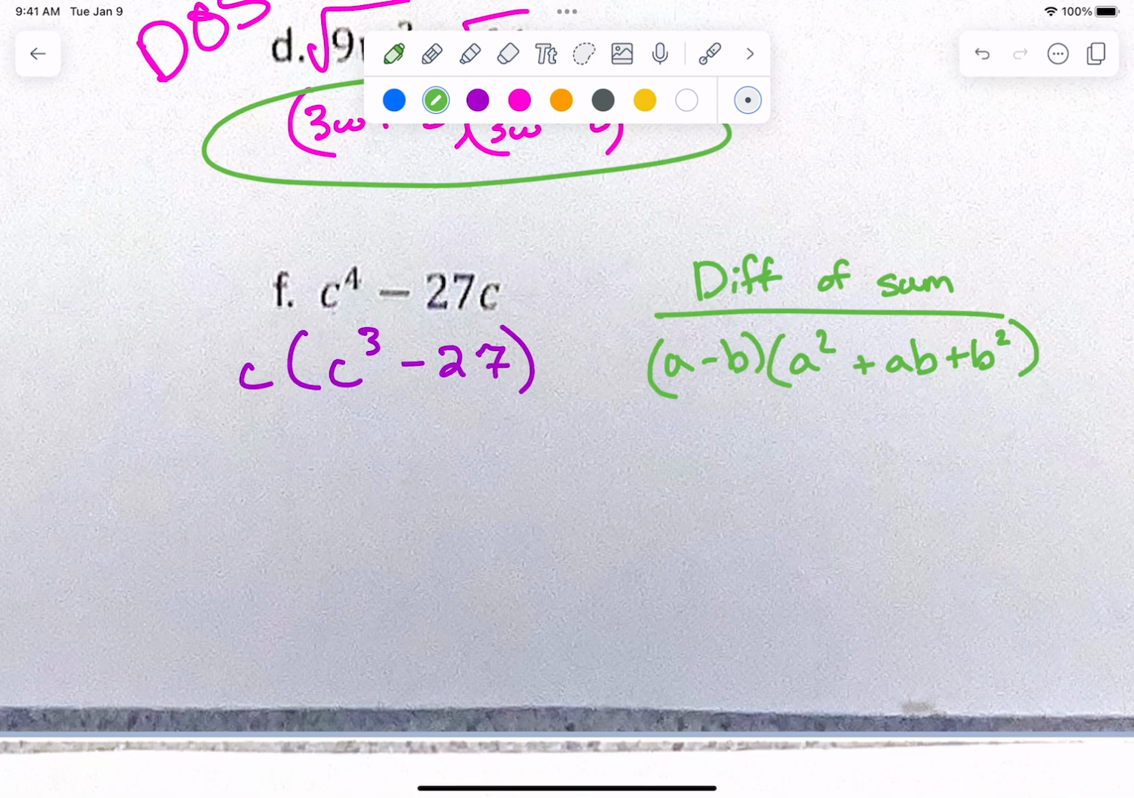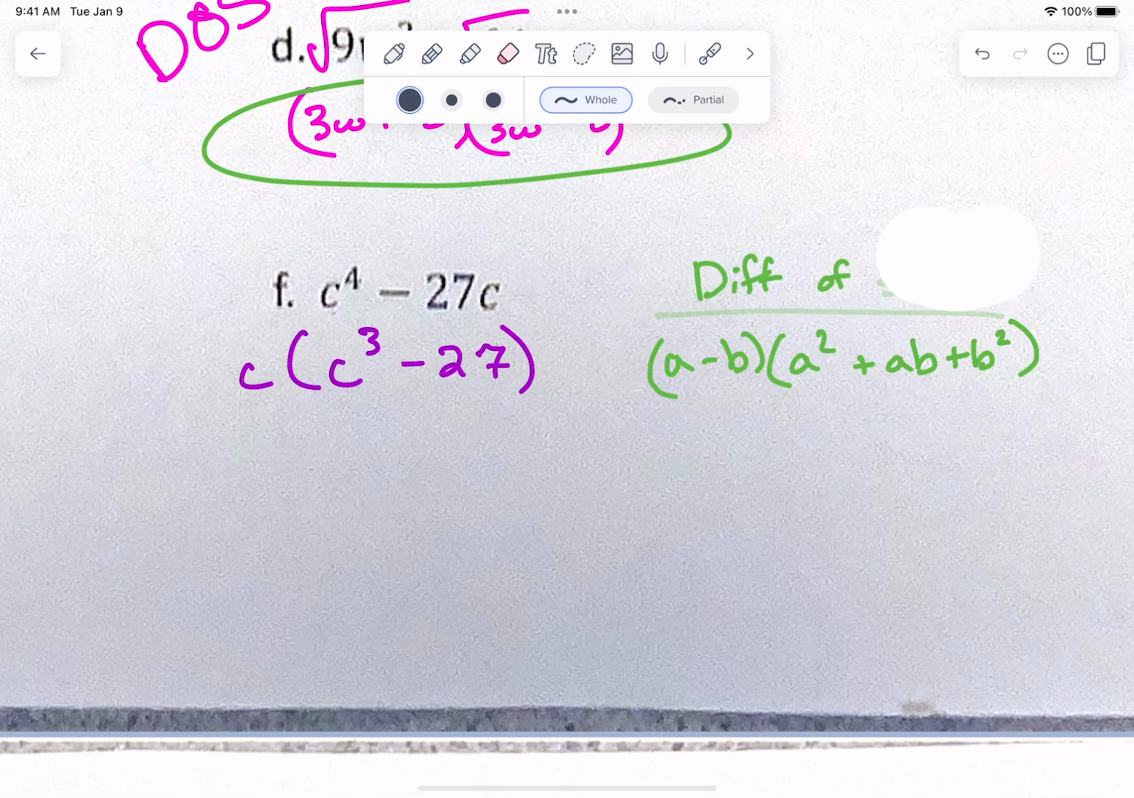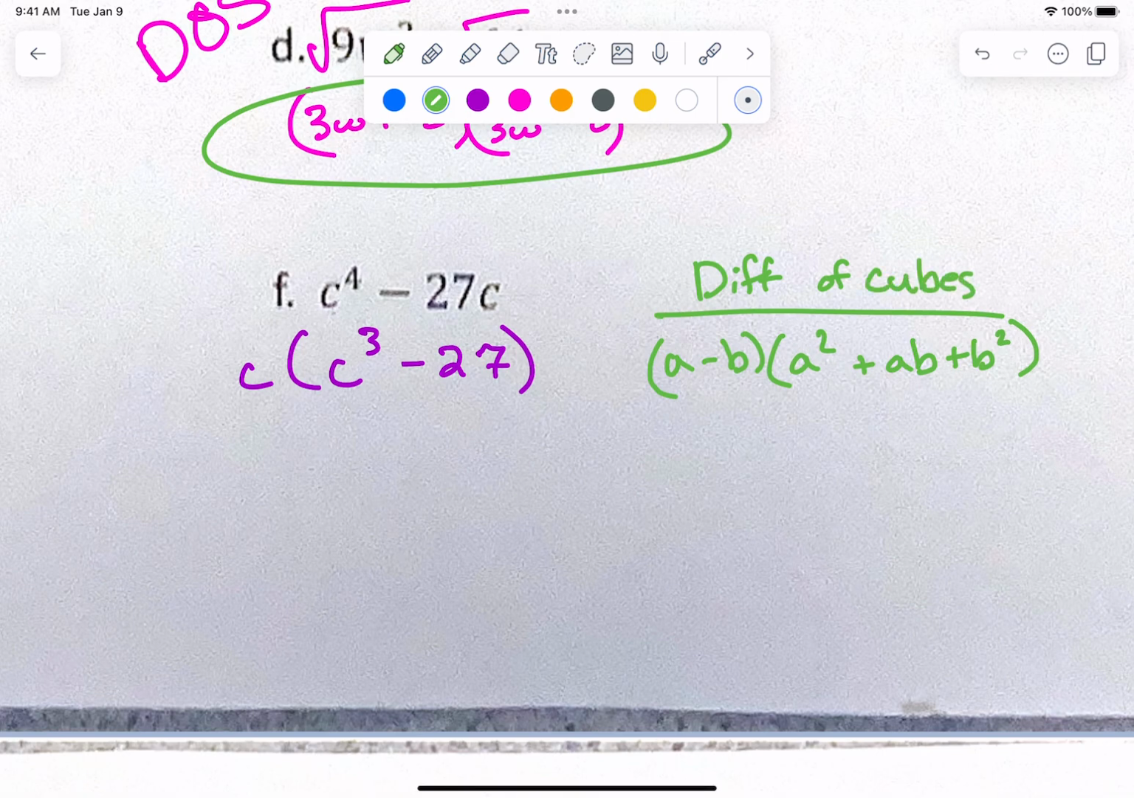Difference of cubes. What number? This is the top. This is F. Cubes. There we go. Okay. All right, so the cubic root of this guy and the cubic root of this guy. What is A going to be?